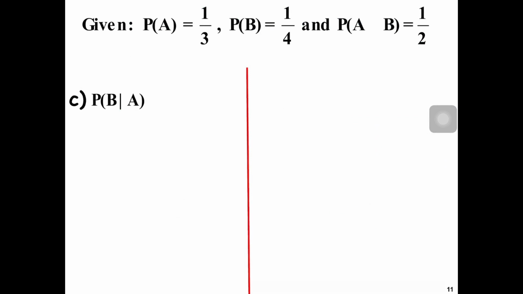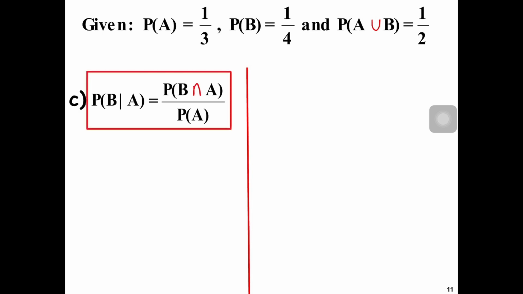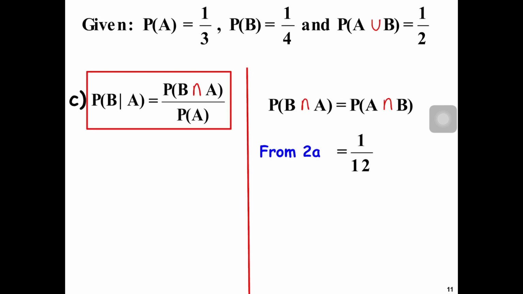Example 1c, given P(A) equals 1/3, P(B) equals 1/4, and P(A ∪ B) equals 1/2. So we want to find P(B given A). The formula that we have is P(B ∩ A) over P(A). That is your conditional probability formula. Then know that P(B ∩ A) equals P(A ∩ B), where from 1a we have the value that is 1/12. So we substitute 1/12 inside your formula, and P(A) is 1/3. Calculate it, and you will get the value of P(B given A) as 1/4.